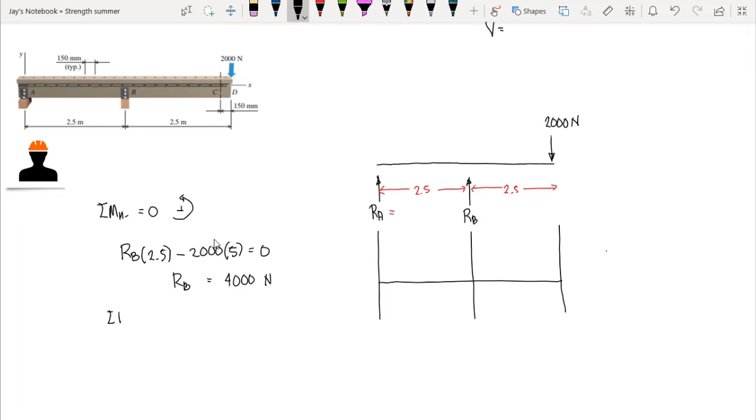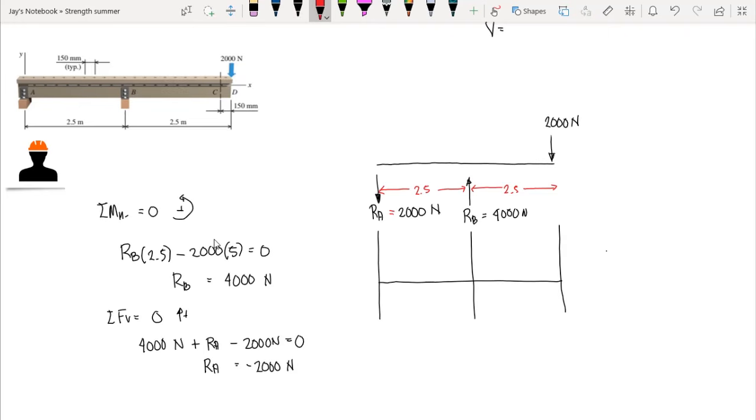Then we can sum up moment force vertical is equal to 0, upward positive. Then we have 4,000 Newton. It's the reaction at B plus RA minus 2,000 Newton is equal to 0. Therefore, we have the value of RA here, which is negative 2,000 Newton. So therefore, we have an incorrect assumption of the direction of our A. So this should be acting downward. So therefore, this is 2,000 Newton.